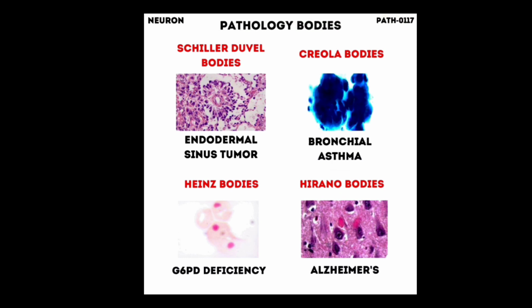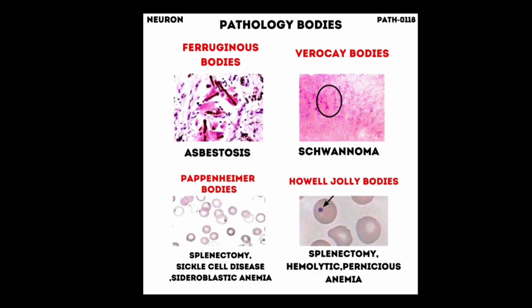Hirano bodies in Alzheimer's. Next, Verocay bodies are seen in schwannoma, most important Verocay bodies. Next is Pappenheimer bodies, seen in splenectomy, sickle cell anemia, and sideroblastic anemia. SSS, Pappenheimer bodies. Howell-Jolly bodies are seen in splenectomy, hemolytic, and pernicious anemia.